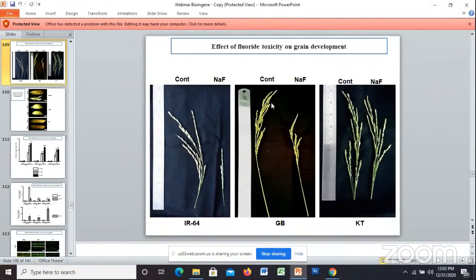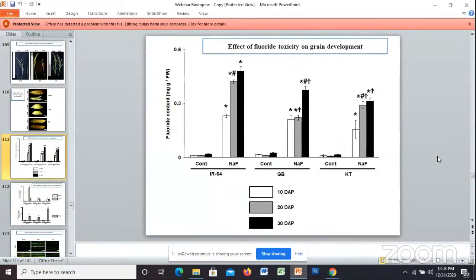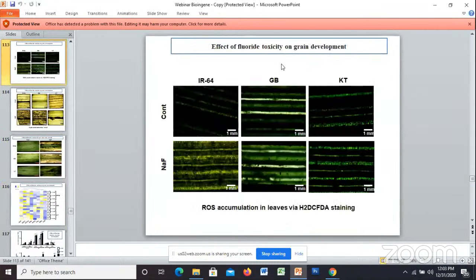So if you check the pattern of grain development, you can see that it is very much suspended over here. It's moderately suspended there, but it is growing quite happily in the case of Khitish. So probably we now have a tolerant variety, a semi-tolerant variety, and a susceptible variety. So you have 3 different grades of tolerance or susceptibility pattern. Again, I am not going into details. We measured the ROS accumulation. We showed that it was maximum in the grains of IR64, followed by Govindobhog, and least in Khitish.